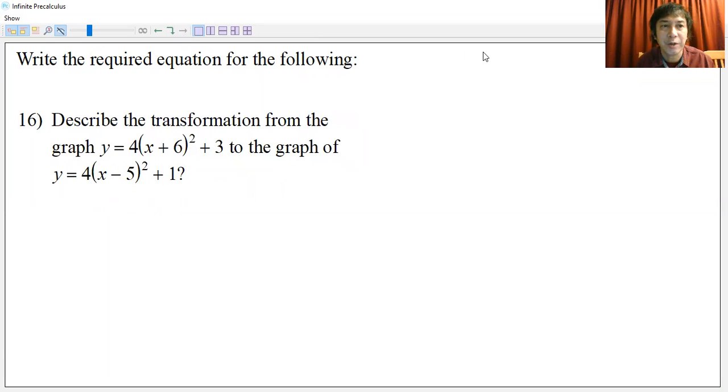Here's number 16. Write the required equation for the following. Describe the transformation. This is only describe. Describe the transformation from the graph y is equal to 4 times x plus 6 squared plus 3 to the graph of y is equal to 4 times x minus 5 squared plus 1. All you need to do is compare the vertex.